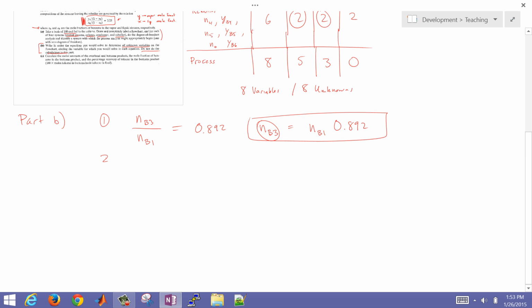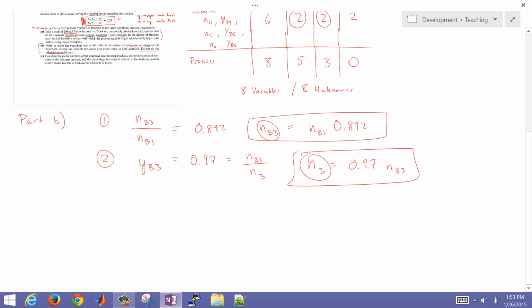Okay, so let's go on down to our second one, and this is going to be YB3 equals 0.97, but that also equals NB3 over N3. Okay, so we can rearrange that to get N3 equals NB3 divided by 0.97. Okay, so we have our next equation, and we're going to solve for N3 with that.